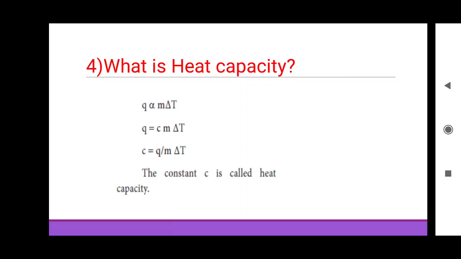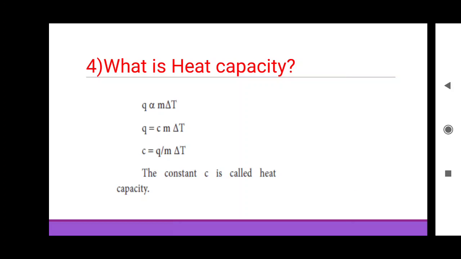Now from the second formula we can take C. C equals Q by M del T. The C multiplied with the M and del T goes to the left hand side. So C equals Q by M del T. The constant C is called heat capacity.